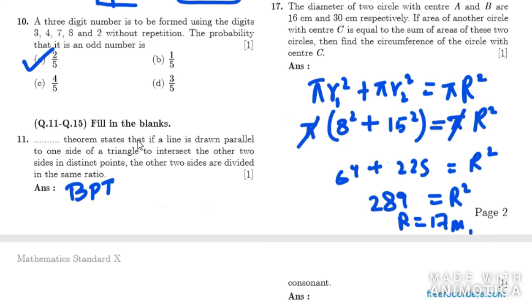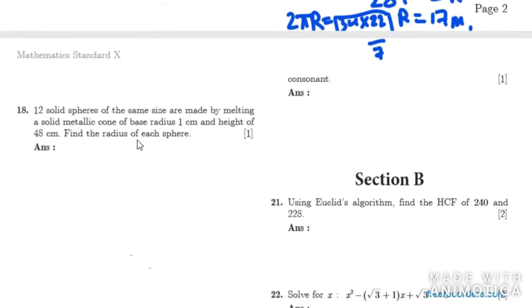Now we need to find the circumference of the circle with center C. So the circle has a radius of 17, then find the circumference. So putting the value of r in 2 pi r, it will be 34 into 22/7. So when you solve this, you will get circumference for center C. Moving on to next question number 18.